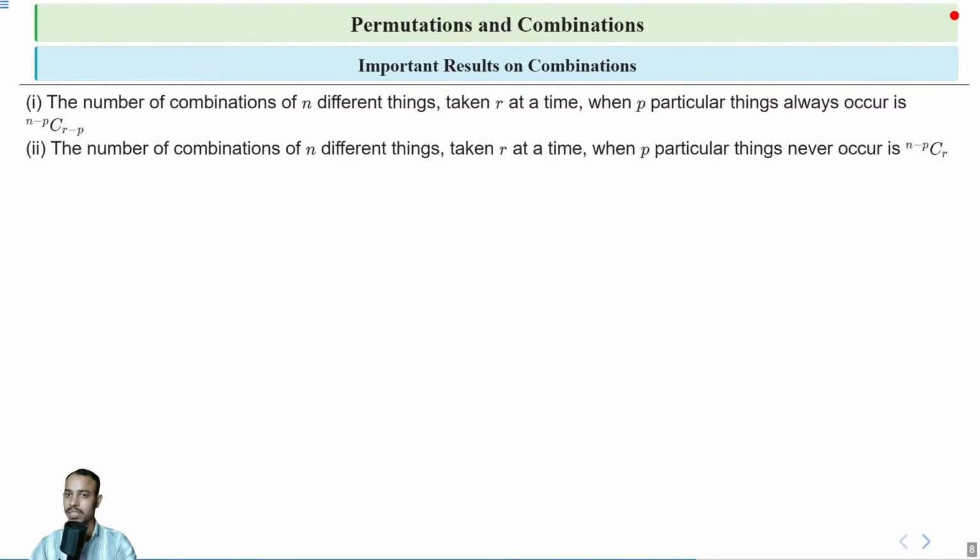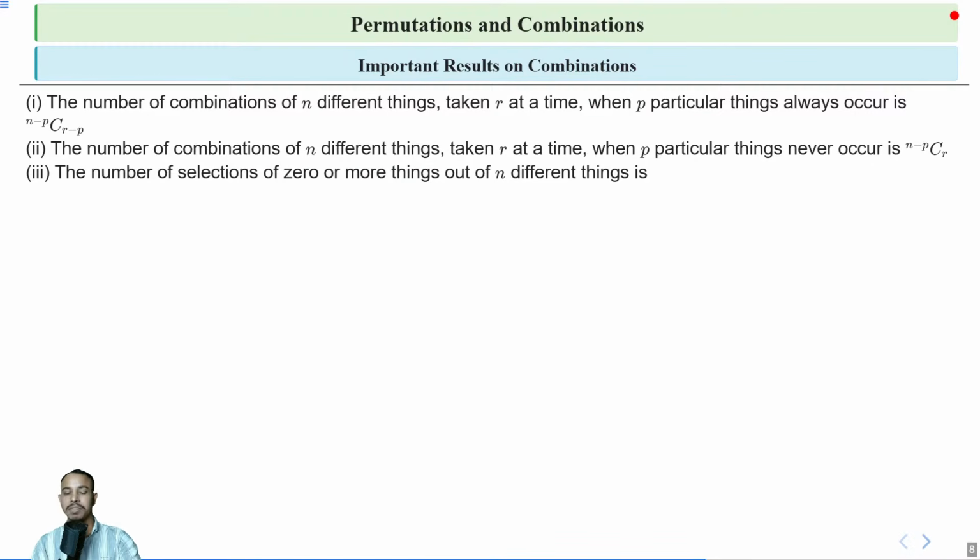Okay, this is the final formula for the number of combinations of n different things taken r at a time when p particular things are never included. Clear? I hope it's clear. Now see the third result on combination.